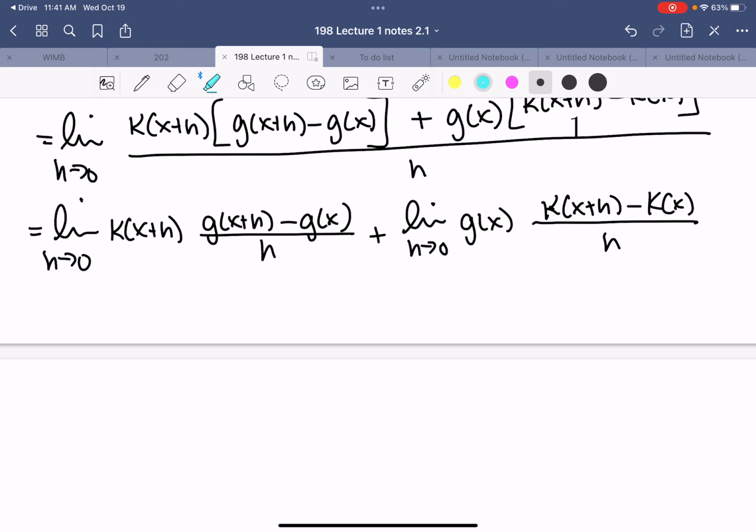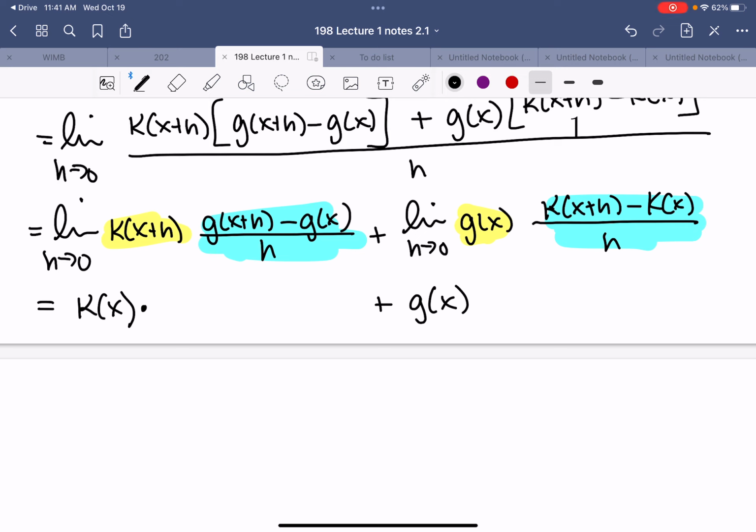So let's talk about this piece and this piece for a second. On the left, the k of x plus h, if you let h go to 0, that's just k of x. And g of x actually doesn't have any h's at all. So when you let h go to 0, that stays g of x. But then let's take a look at these. So we're taking the limit of each of these pieces as h goes to 0. But that looks an awful lot like the definition of the derivative, only the function on the left side is g, and the function on the right side is k. And that's exactly what it is. So what's in blue on the left there is g prime of x. And over here, it's k prime of x.